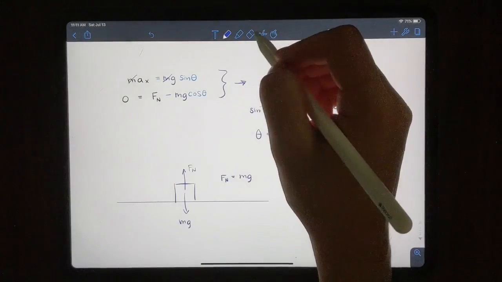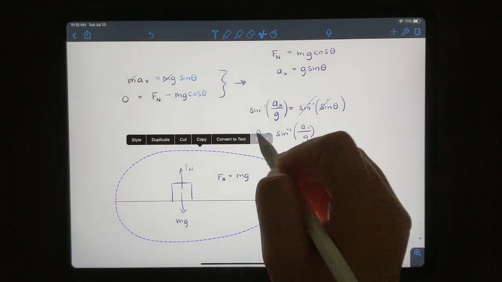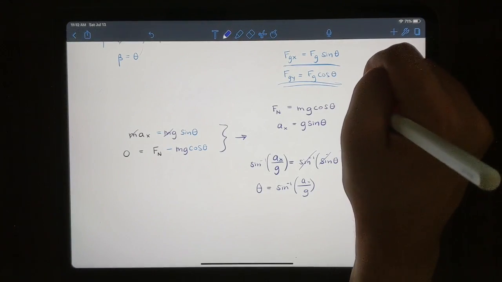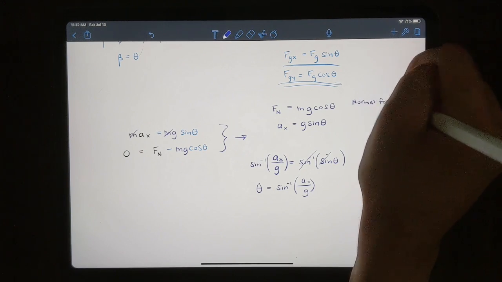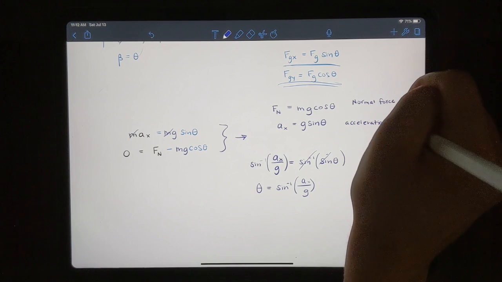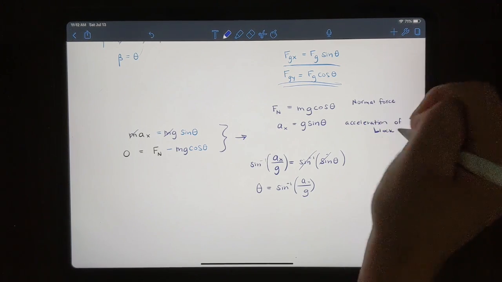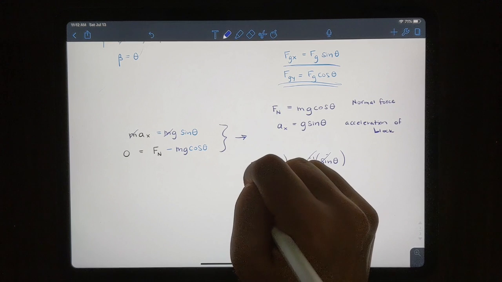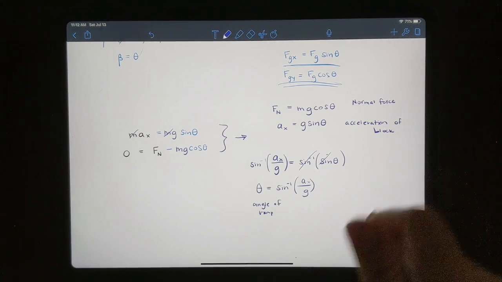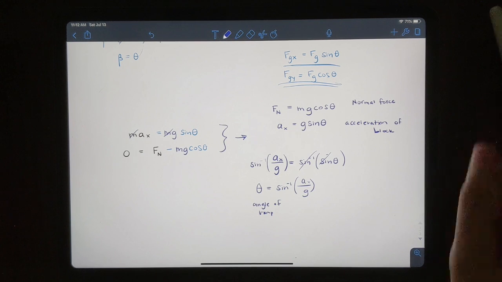Okay, great. So this is a different scenario. Just wanted to see how it related. So we have an equation for the normal force. We have the acceleration of the block. And we have the angle of the ramp that we could have solved for. We could have solved for any of these things given some kind of information about the problem.